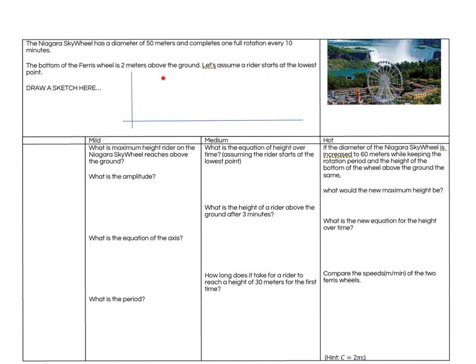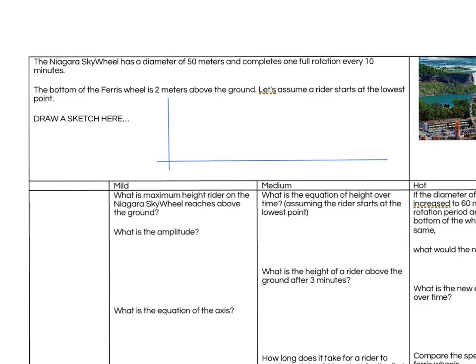We're going to assume that the rider starts at the lowest point, and I think we need to start with the sketch first. The Ferris wheel is 2 meters above the ground, and so we assume that the rider is going to start there. So I will begin there with my sketch. So 2 meters above the ground. The diameter of the skywheel is 50 meters, so the maximum would be 50 meters above the 2 meters. So our maximum would be at 52.